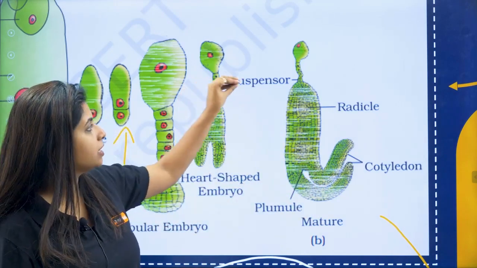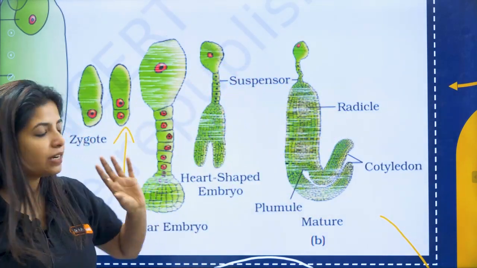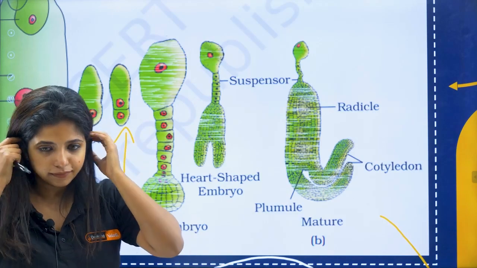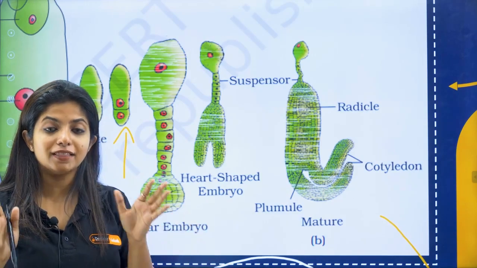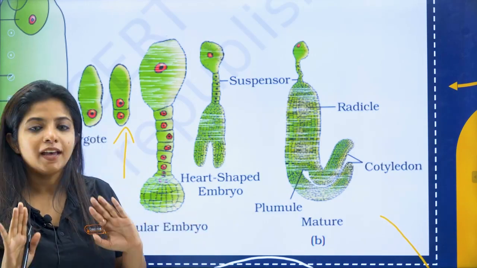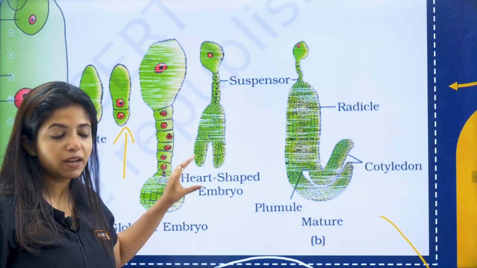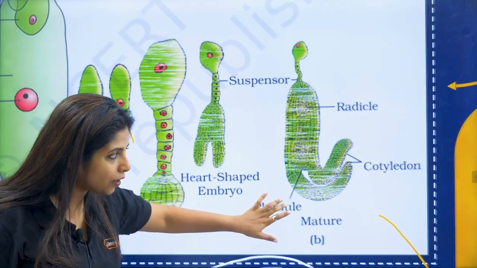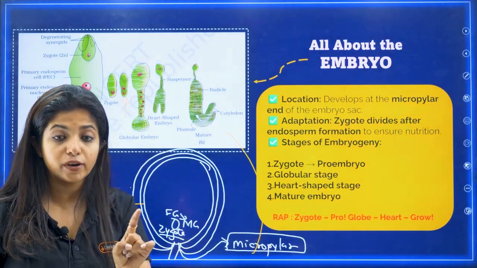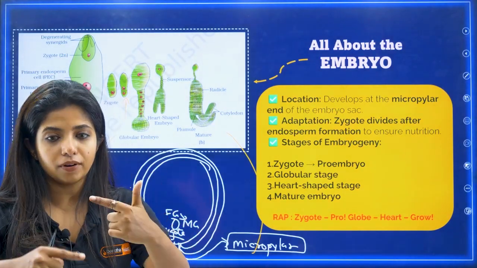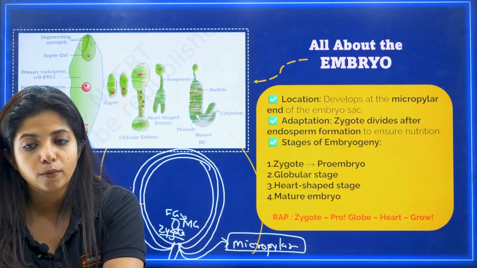Now do not be worried seeing the different names out there. It is not very important for you to know. At least if you understand the structure of a basic embryo, it will be fine, and I am going to teach you that. So first proembryo, then globular, then heart-shaped, and then mature. Is this important, ma'am? Yes, this comes as an MCQ question. In order, you have to tell how the formation takes place.